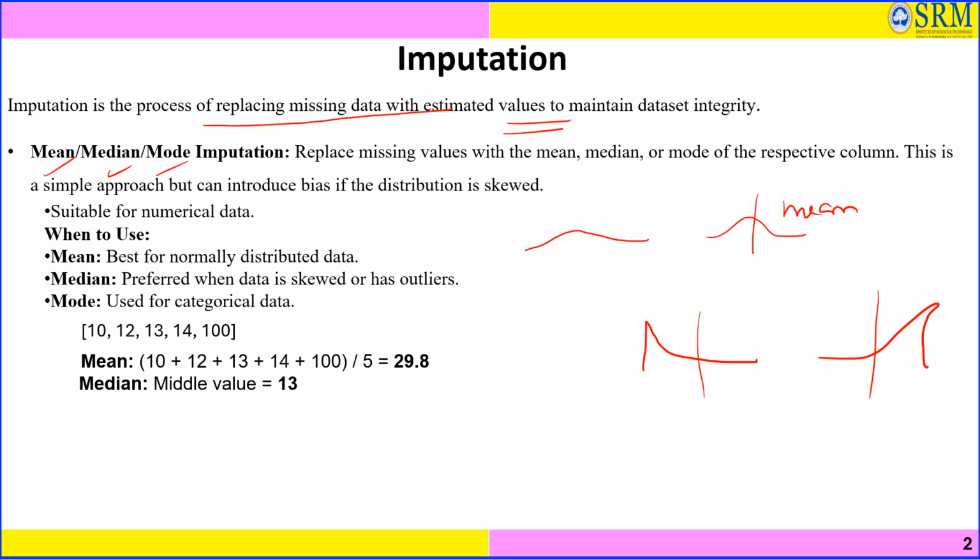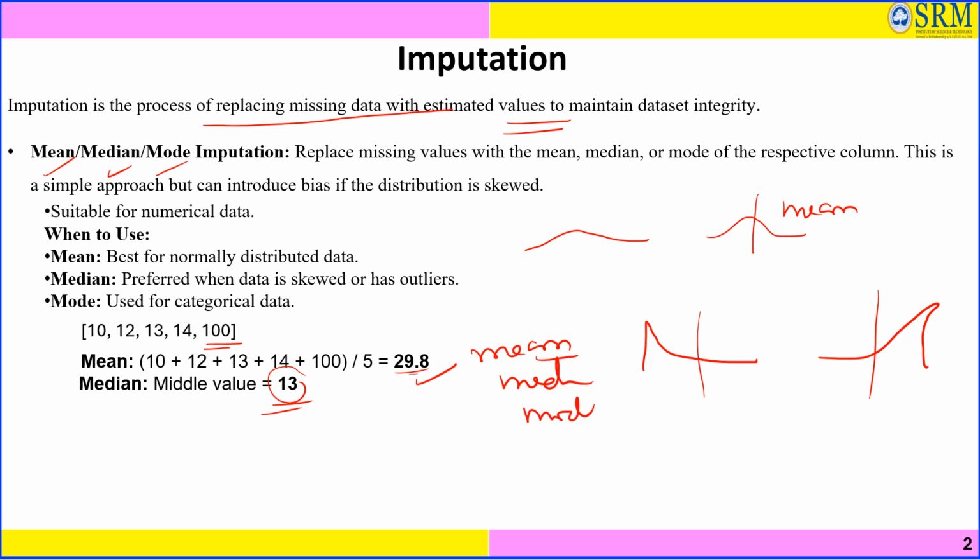In this example, 10, 12, 13, 14, 100. If you take the mean value, it is 29.8. If you take the middle value, it is 13. We ourselves know which one is closer to the data, 13. But 29 point something is far ahead because of this outlier. So whenever you have an outlier in the data, instead of going for mean, you have to impute with the middle value, or median value. So this is called imputation. Imputation can be done using mean, median, and mode.